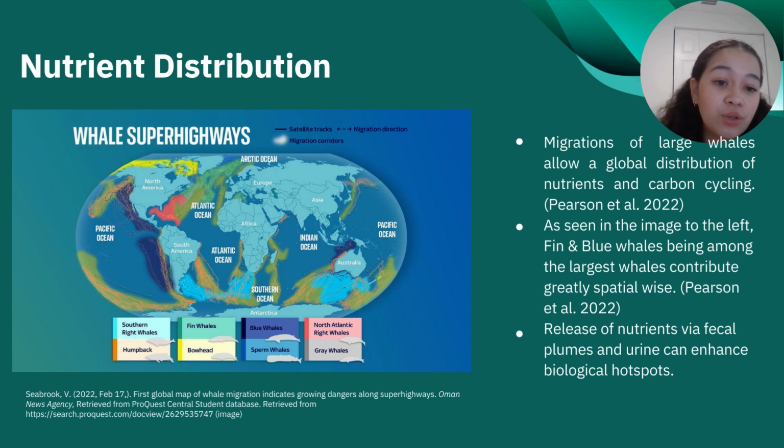And the release of nutrients through their fecal plumes and urine can enhance biological hotspots. So we can see an increase in species richness, an increase in nutrient density, and an increase in overall high productivity in all of these areas, which is a really cool concept to see how much whales not only impact the area they're in, but impact on a global scale. This can be great for fisheries. This can also be great for enhancing the diversity of all these species throughout the world.